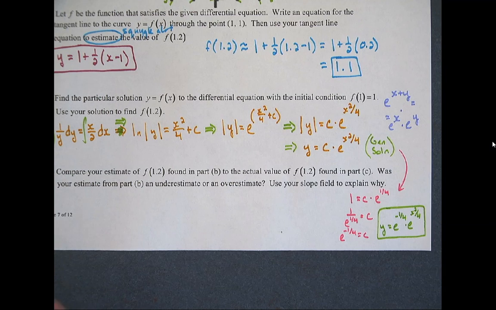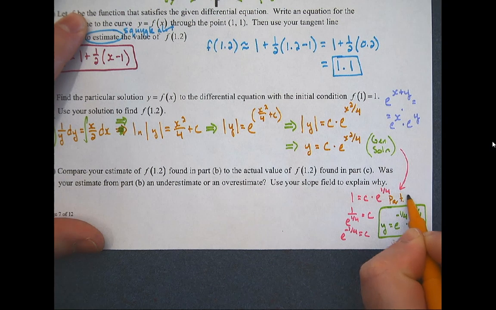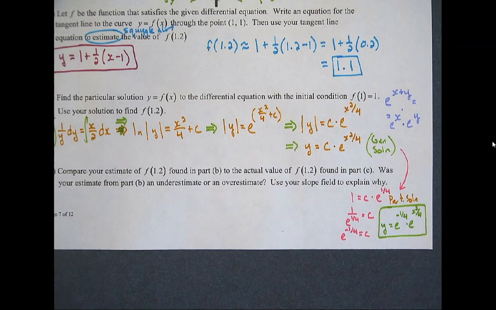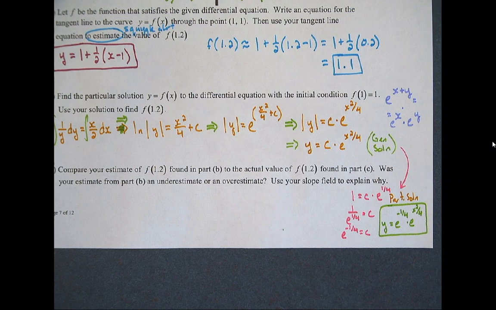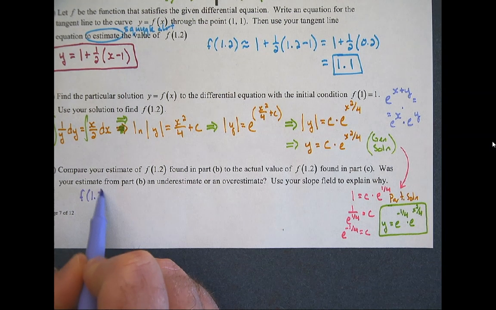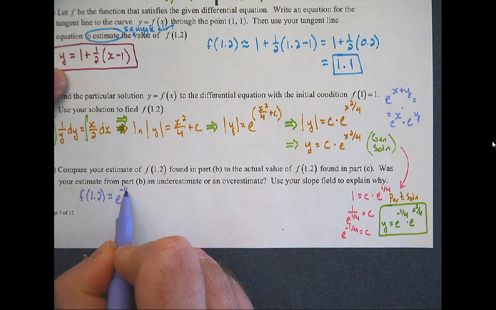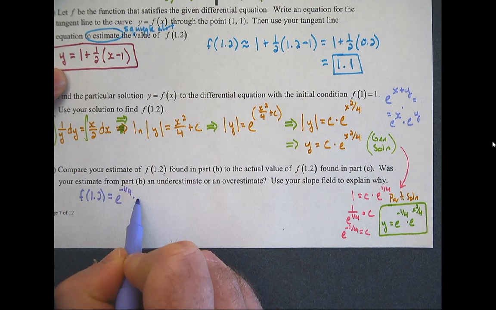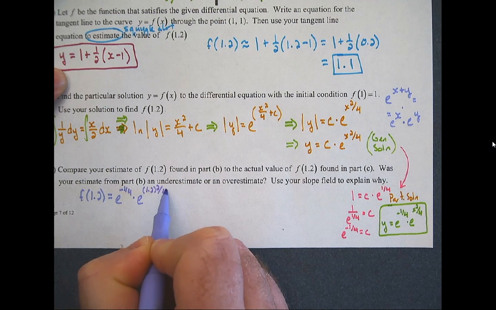That would be my particular solution. Use your solution to find f of 1.2. Okay, so I'll do that over here. f of 1.2. This isn't an approximation, this is an equals. So that'd be e to the negative 1/4 times e to the 1.2 squared over 4.